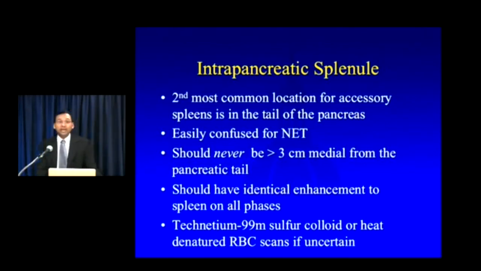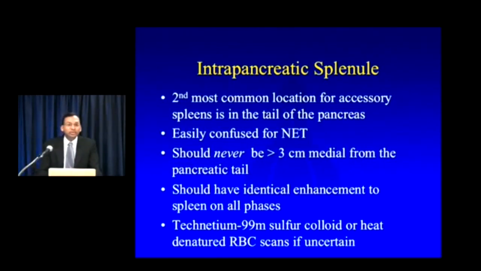After all, the pancreatic tail is the second most common location for an accessory spleen, and especially when you're dealing with just a single venous phase abdomen, very easily confused for a neuroendocrine tumor. But that being said, there are a few clues that may help you. Remember that an intrapancreatic splenule should have identical enhancement to the spleen on all phases of contrast, so it'll have that characteristic tiger stripe pattern on the arterial phase.